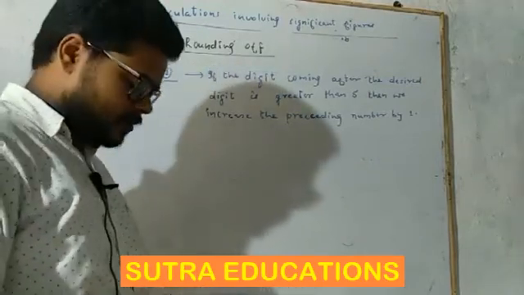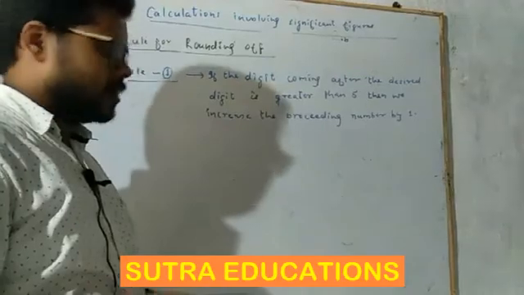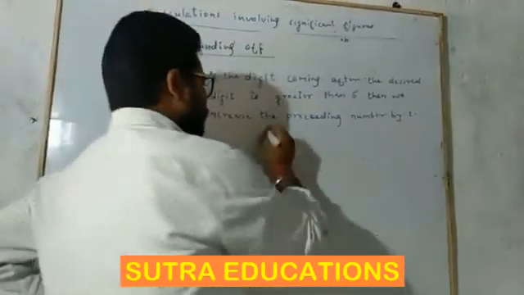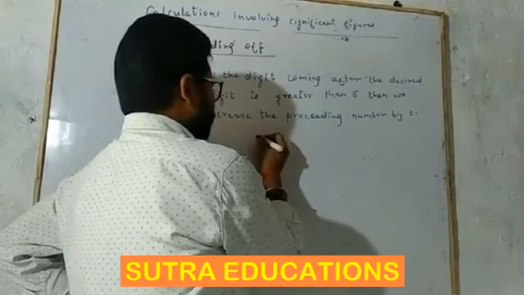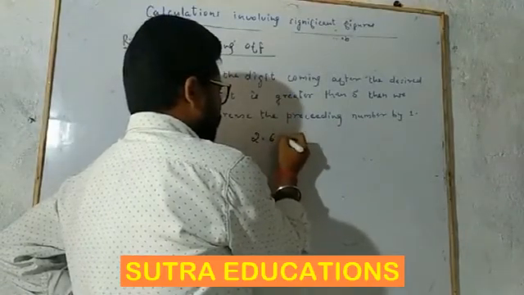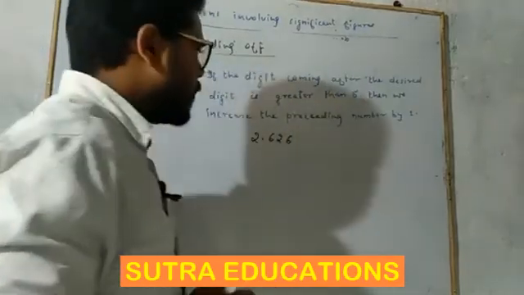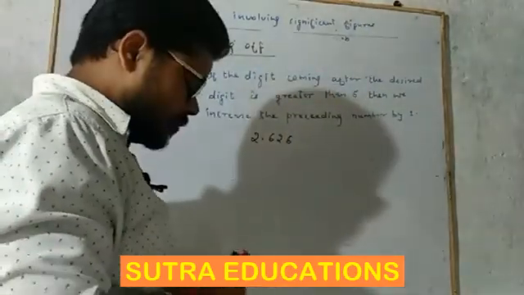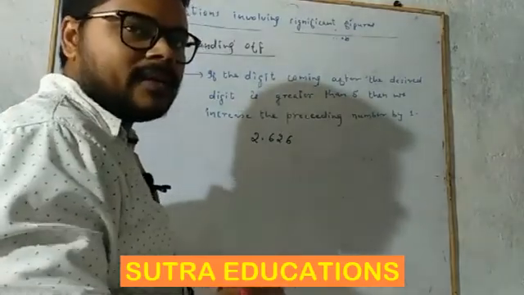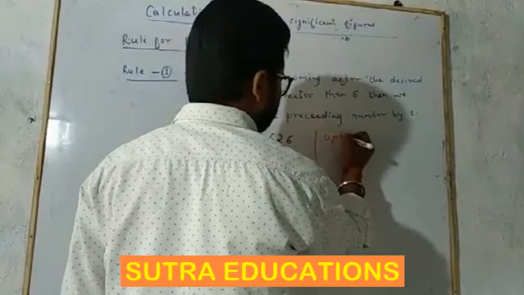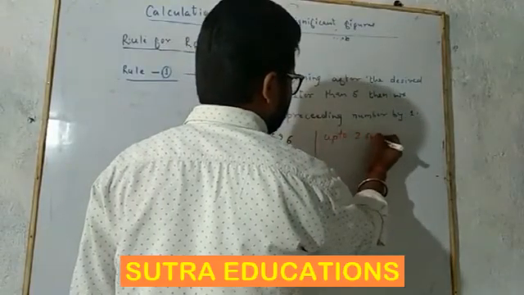What does this mean? Take one example. Say it is 2.626, and we have to write this result up to 3 significant figures.